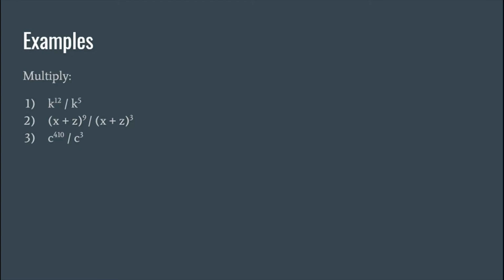Okay, and then we have number 3, c to the 410th divided by c to the 3rd. This is an example where you don't want to sit there writing 400 c's, right? So subtract the exponents, and you should have gotten c to the 407th. See how the quotient rule helps?